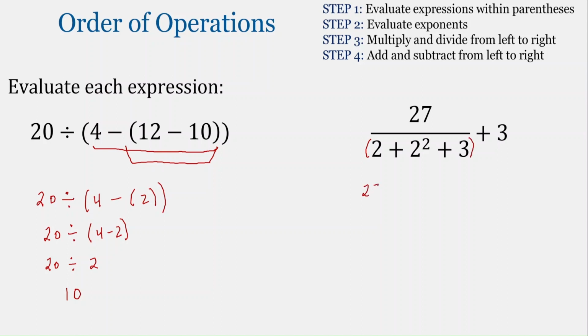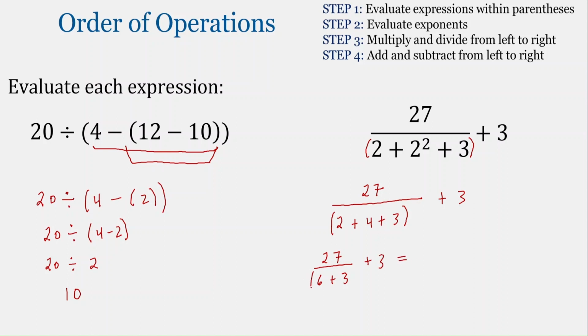So we have 27 all over. Well, there's no other parentheses down here, but we do have an exponent. So we'll go 2 plus 2 squared is 4 plus 3, and then add that 3 at the end. We still have this parentheses, this grouping on the bottom. So now we have 27 all over 2 plus 4 is 6 plus 3, and then the plus 3 at the end.